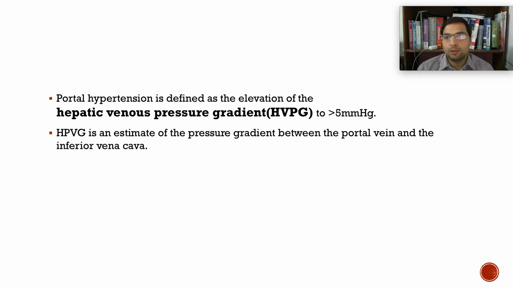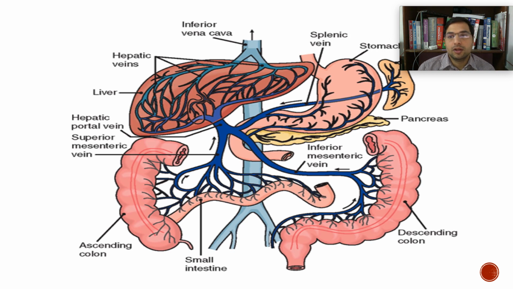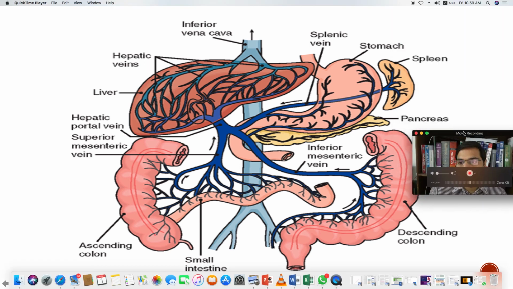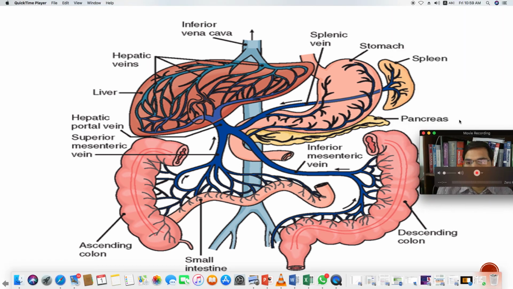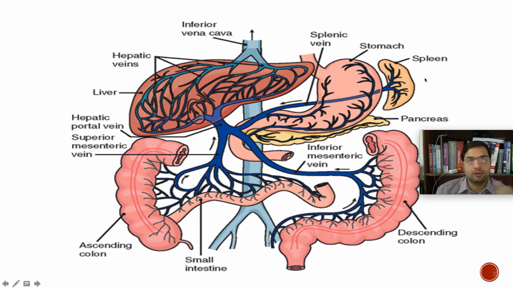So portal hypertension is a very important complication of cirrhosis which we should know, and it leads to certain other complications. So it is very important for us to know what portal hypertension is. Hypertension means increased tension in the portal vein. So let us see the physiology. We have already dealt with this physiology in the regular classes as well.